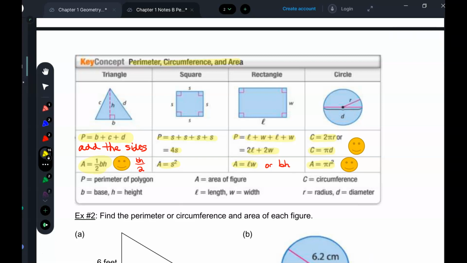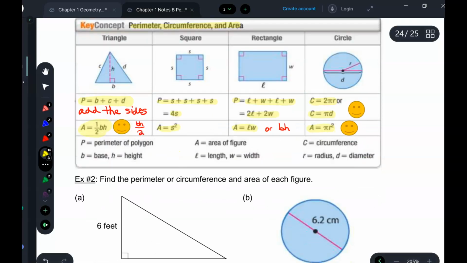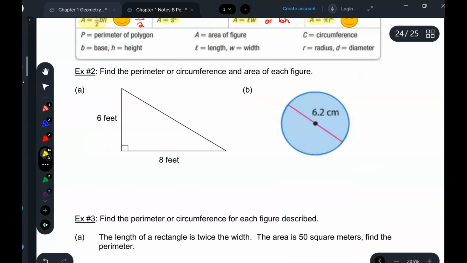Do r squared and then multiply by 3. Right, so think order of operations. What do we want to take care of first? We're going to do r squared, and then multiply it times pi. Yeah, and we just use 3.14.